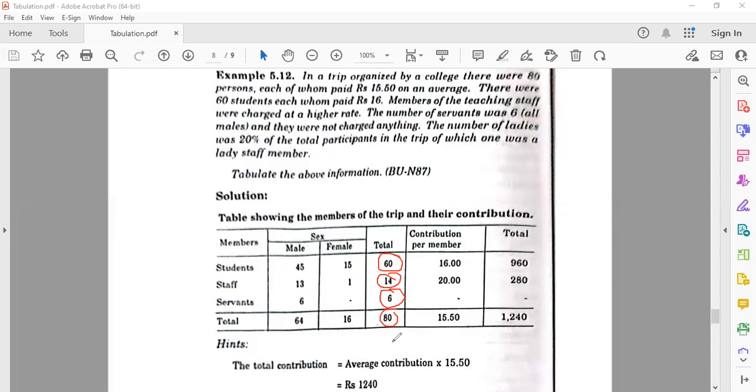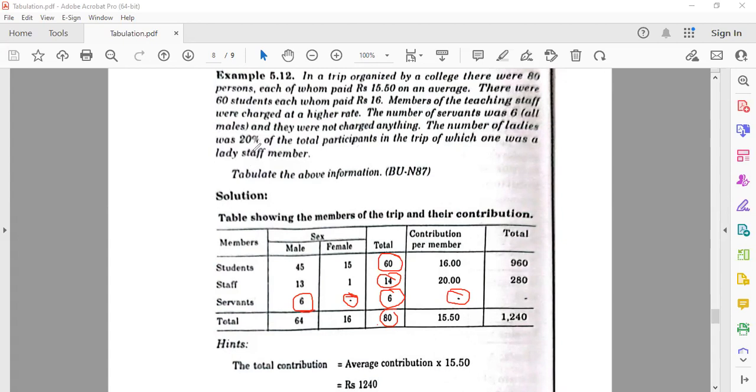Now, we know that the number of servants were 6 and they were not charged anything. So there is no charge given here, and the contribution is nil here. And one more thing is given pertaining to the servants. The number of servants were 6, all of them are males. That means all these 6 servants are male, so there is no female. Therefore, it is 0, and contribution is also 0.